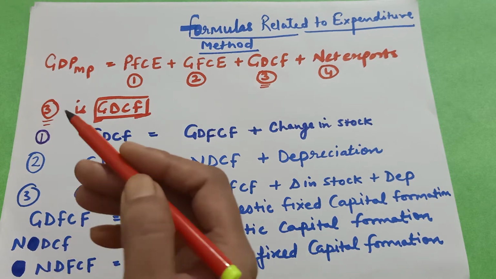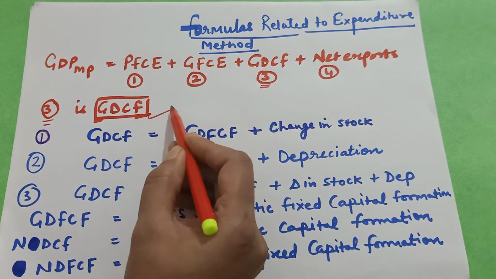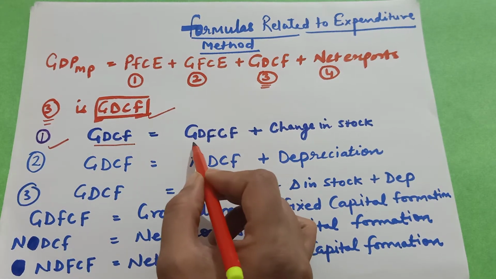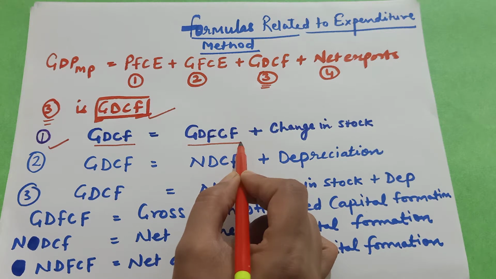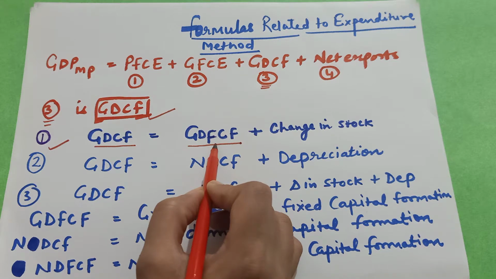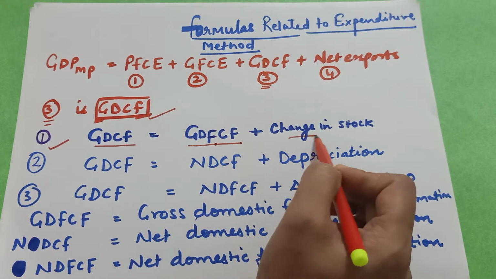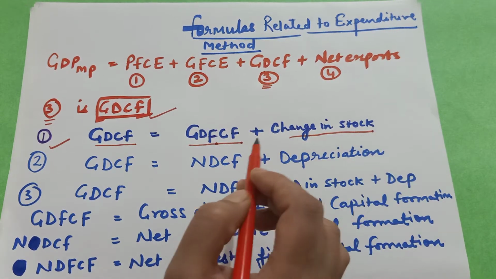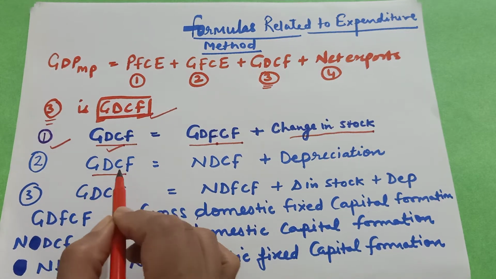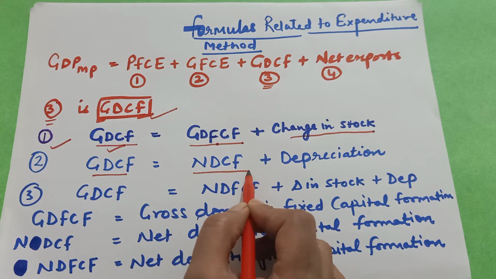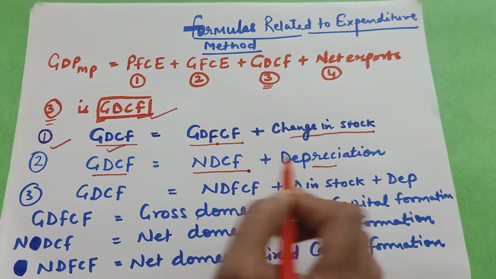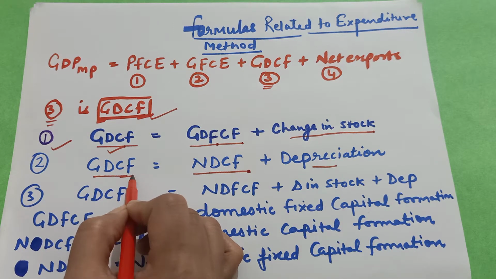There may be three adjustments to find gross domestic capital formation. Number one: gross domestic capital formation is equal to gross domestic fixed capital formation plus change in stock. If gross domestic fixed capital formation is given, then change in stock is to be added to find gross domestic capital formation. Number two: if net domestic capital formation is given, then depreciation is to be added to find gross domestic capital formation.